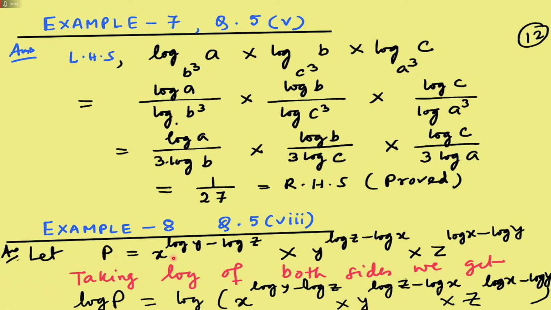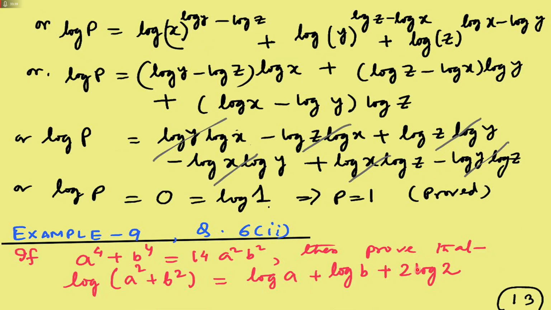Now I am just taking the left hand side as p. So let p is equal to this relation, and next I am taking log of both sides with base 10. So it will give you log p and log of these, and this is in product form, this x, this y, this z. So by the addition rule you will have log of x to the power log y minus log z plus log of y to the power log z minus log x plus log of z to the power log x minus log y.